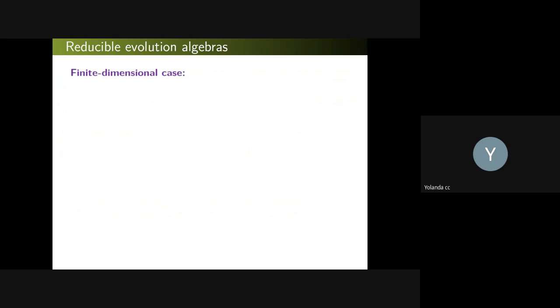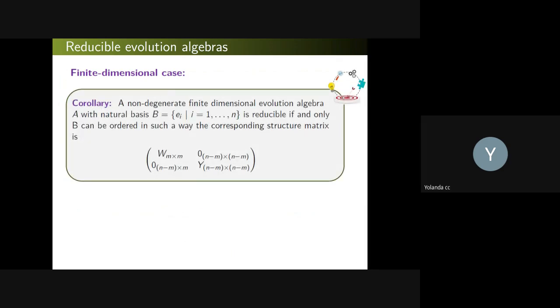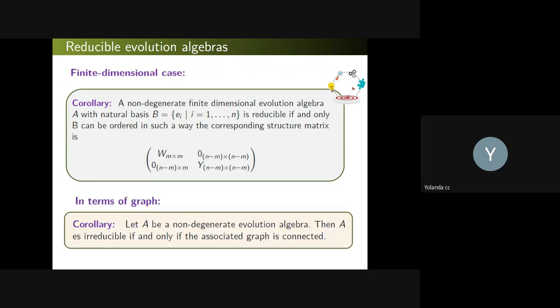Now for the finite dimensional case, we have a characterization in terms of the structural matrix, which is a block diagonal matrix. As a corollary, we say that a non-degenerate evolution algebra is irreducible if and only if the corresponding graph is connected.